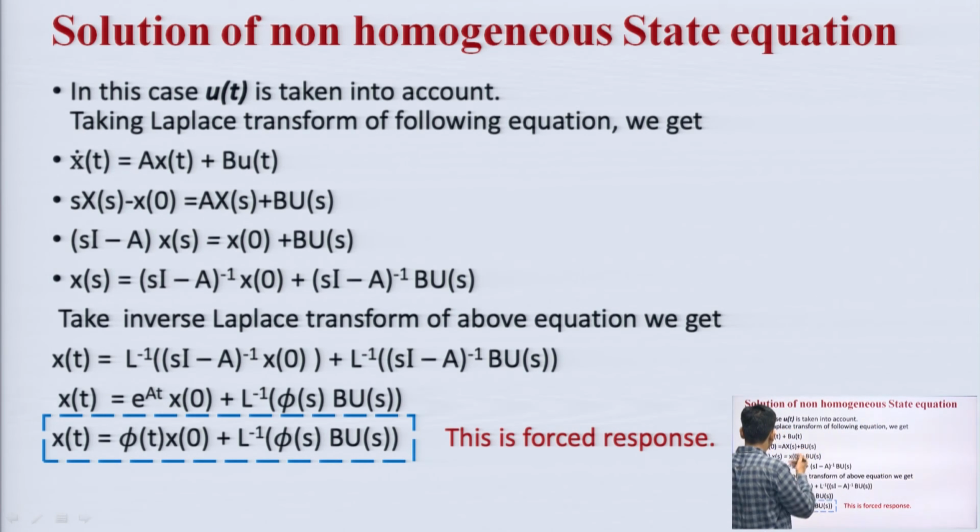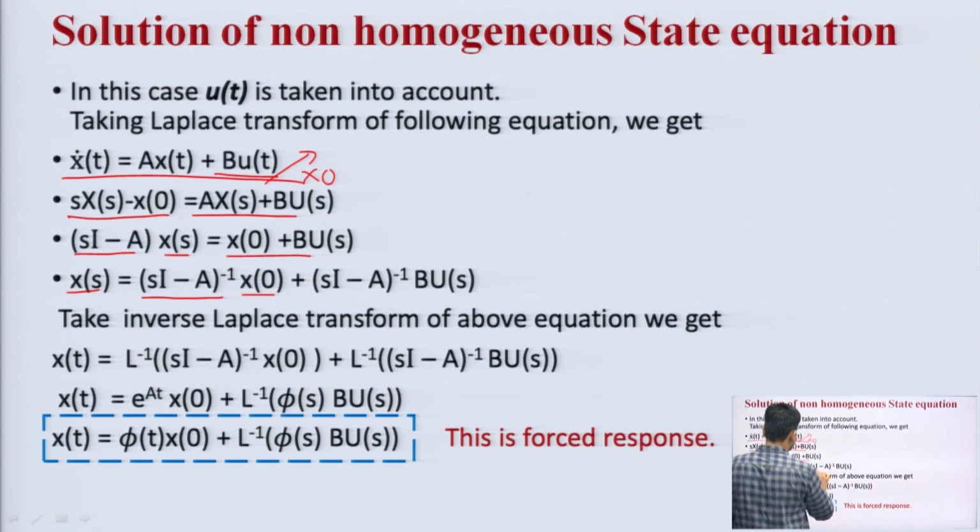So, again I will assume my state equation. Here x(0) is finite, I will not make it equal to 0. Here I will take the Laplace transform of it, a step very similar to what we had seen. Then (sI - A)x(s), this will come, so x(s) is equal to (sI - A) inverse x(0) plus (sI - A) inverse B u(s).